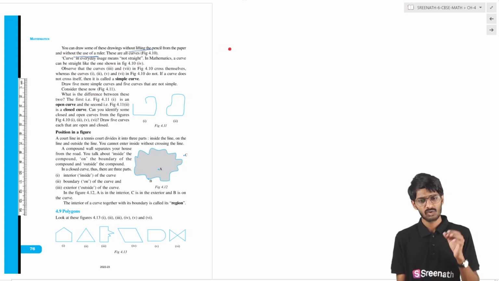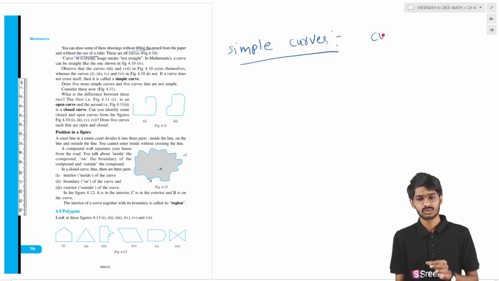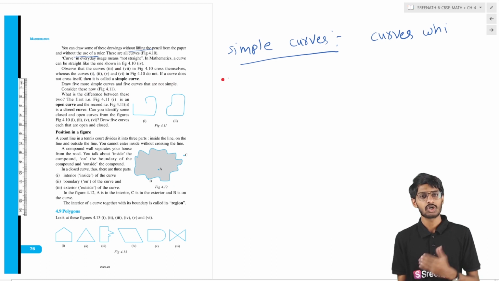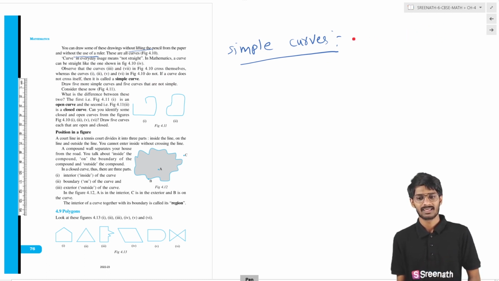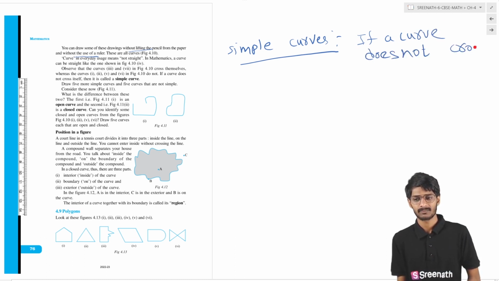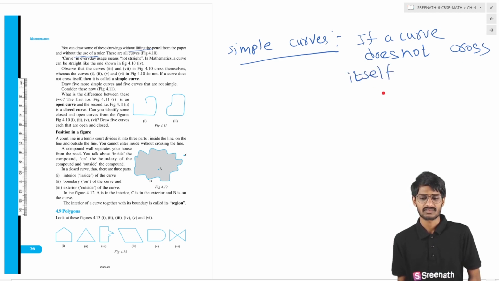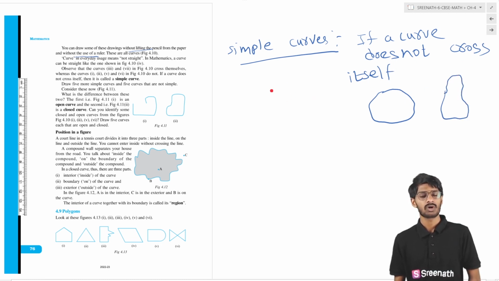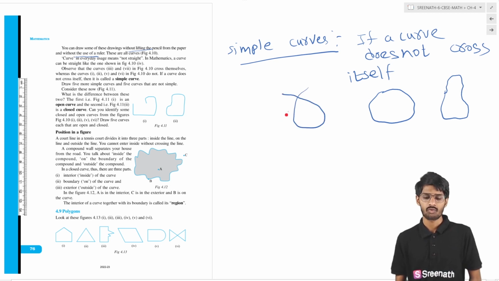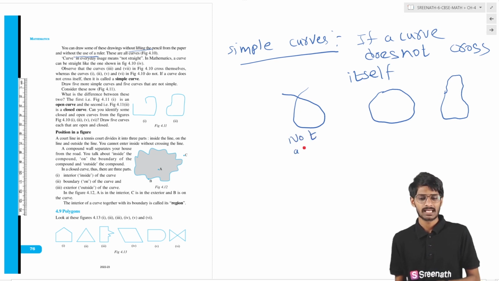Okay, simple curves. Here there is a word called simple curves. Which curves are simple curves? Curves which do not cross themselves. If a curve does not cross itself, then we call that a simple curve. Suppose this is a simple curve. So this is a simple curve, students. But what is a not simple curve? This is not a simple curve. Why? Because this curve is crossing itself. There is a cross. This curve is crossing itself. But here, this curve is not crossing itself, so this is a simple curve. This is not a simple curve.